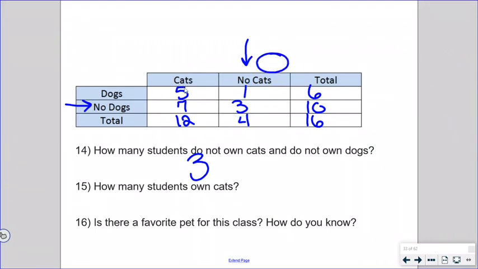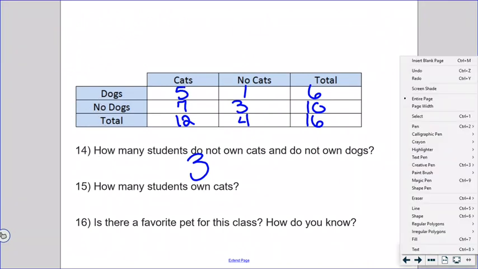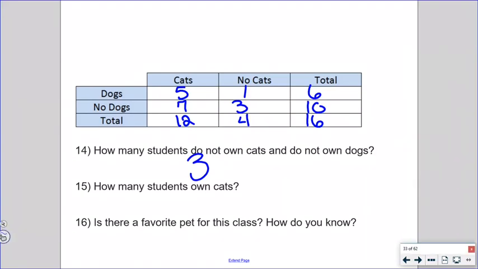Ooh, I'll get out the magic pen. That'll help me with these. Magic pen, where are you? There you are, magic pen.